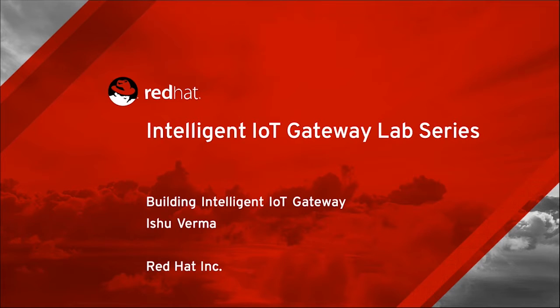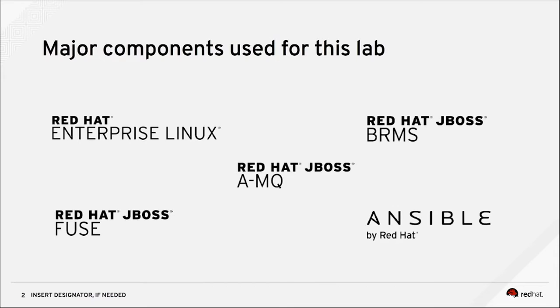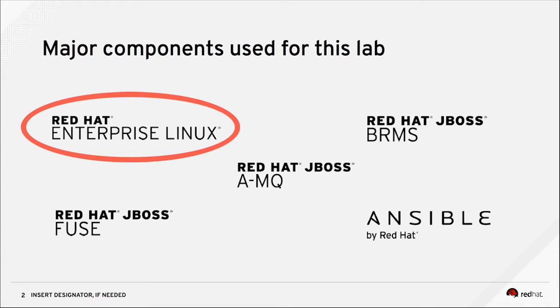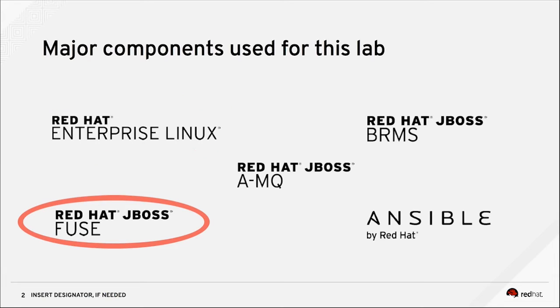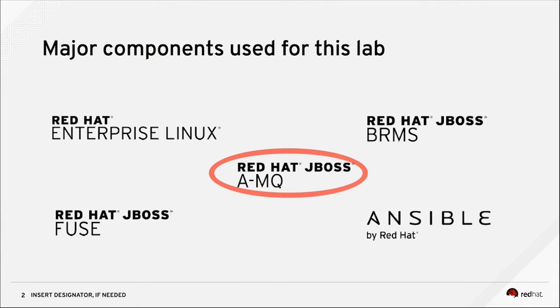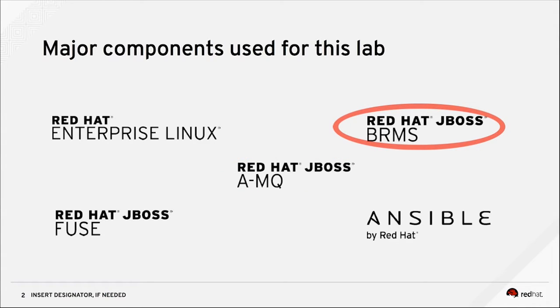My name is Ishu Varma, and today we'll be talking about how to build an Intelligent IoT Gateway using open source technologies. The main components of the lab are Red Hat Enterprise Linux to provide enterprise class foundation, Fuse to transform sensor data and route it to the endpoints, A-MQ provides the message broker for the sensor data, and the BRMS enables real-time decision making at the edge.